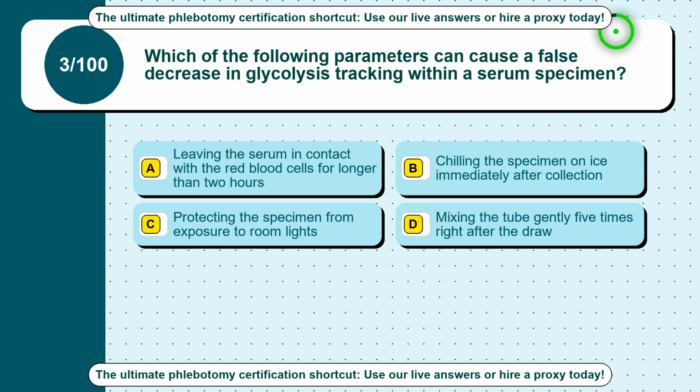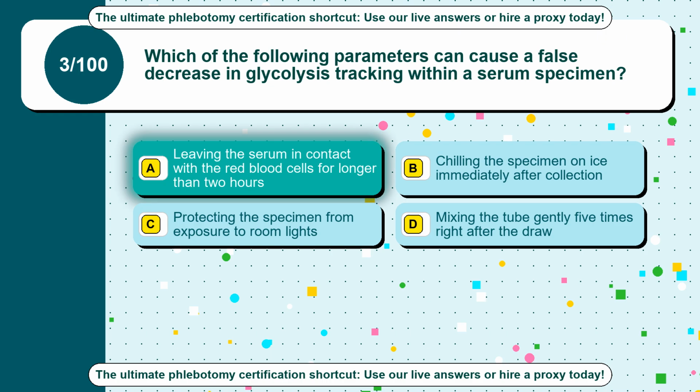Question 3. Which of the following parameters can cause a false decrease in glycolysis tracking within a serum specimen? Option A. Leaving the serum in contact with the red blood cells for longer than 2 hours. Option B. Chilling the specimen on ice immediately after collection. Option C. Protecting the specimen from exposure to room lights. Option D. Mixing the tube gently 5 times right after the draw. The correct answer is option A.